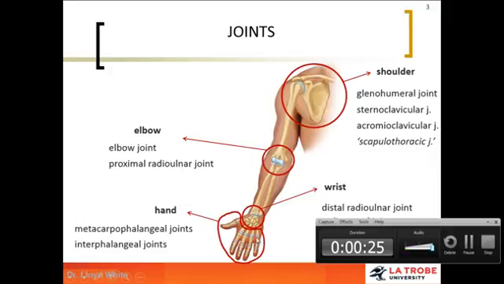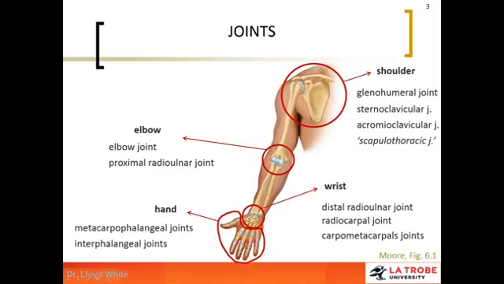And moving into the hand, we have joints between our metacarpals and our proximal phalanges called the metacarpophalangeal joints. And between digits 2 to 5, these joints are condyloid or ellipsoid in shape, and in the first digit it is a hinge. And then we also have interphalangeal joints between the phalangeal bones, and these are hinge joints to allow us to bend our fingers.